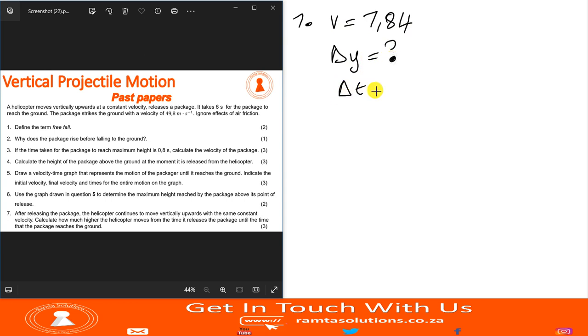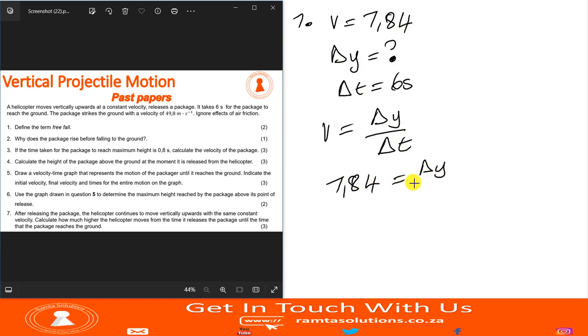Now, what is the time? The time taken for this motion was 6 seconds, and we know our definition of velocity is delta y over delta t. Now, what is this velocity? It's 7.84. What is the delta y? It's unknown. What is the time? It's 6 seconds. So let's calculate it. Or rather, let me say it'll be delta y equals 7.84 multiplied by 6. So let's see, 7.84 multiplied by 6.